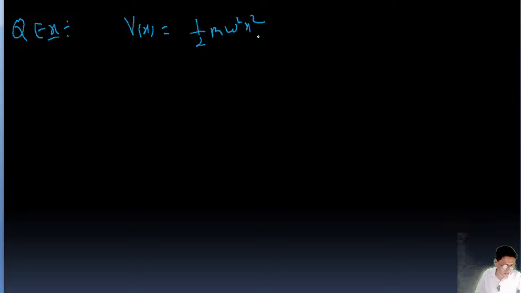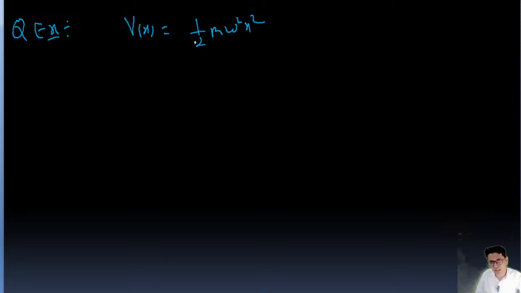For this, here is an example question. We have given Vx equal to half m omega square x square, and we need to find the value of En. We found the value of En by the WKB method, and that was lengthy and complex, with very tough integration that you need to solve in the WKB method. But if you know the trick, you can easily solve it.